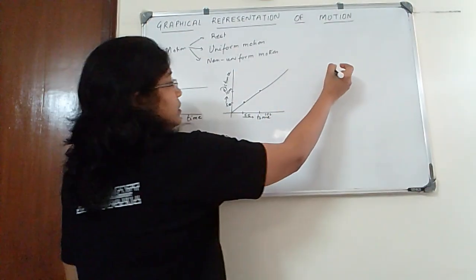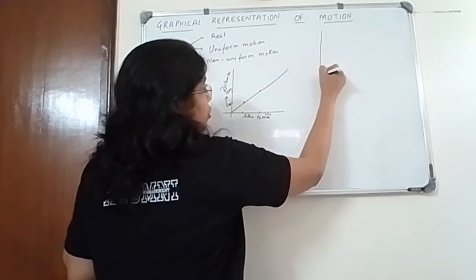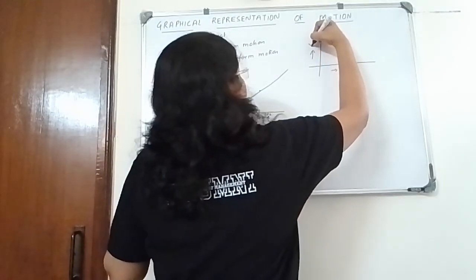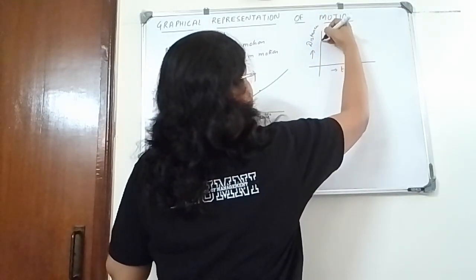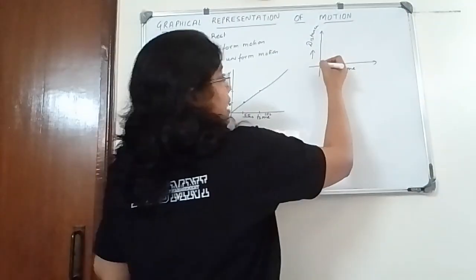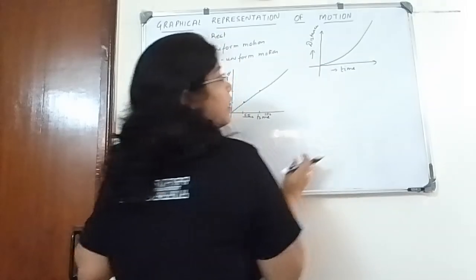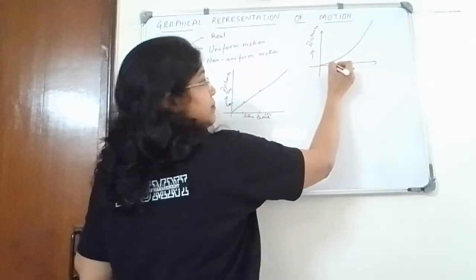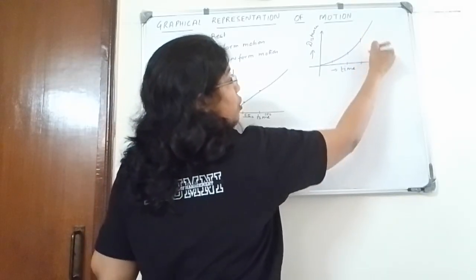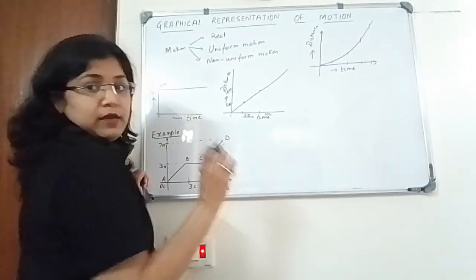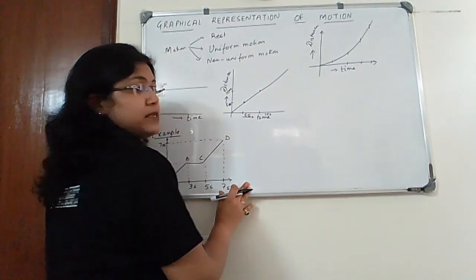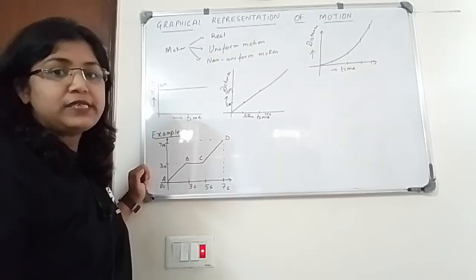Okay. Now the third is non-uniform motion. How does the non-uniform motion graph look? The object is covering unequal distances in equal intervals of time. This is how we define non-uniform motion. So the graph will be something like this. It will be a curved line. Why? As the time is increasing, the distance is also increasing, but by non-uniform amounts. That is why it is called non-uniform motion, or the velocity is changing non-uniformly.